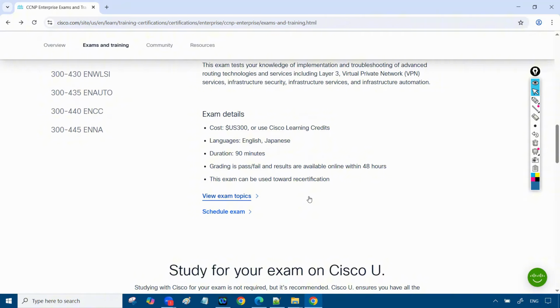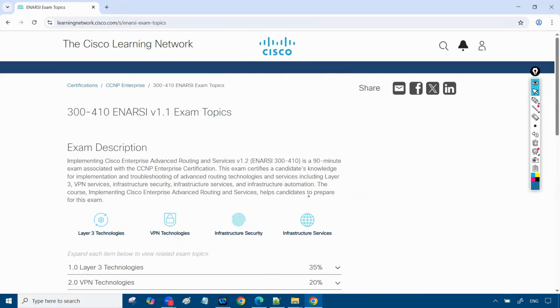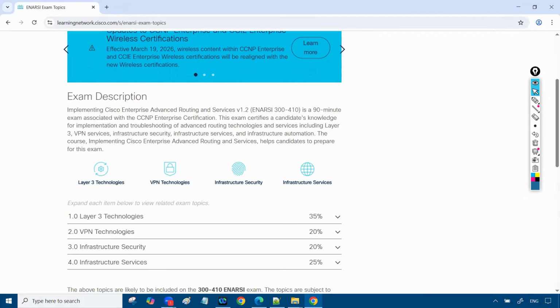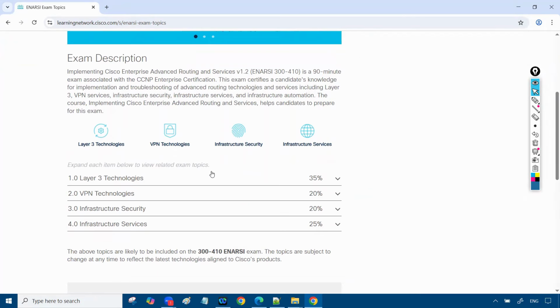Now let's explore what topics we have and how we can prepare for this exam. If you click on view exam topics, this is ENARSI version 1.1, and this paper is 90 minutes. It contains four modules. One, we have Layer 3 technology. Second, we have VPN technology. Third, we have infrastructure security, and fourth, we have infrastructure services.